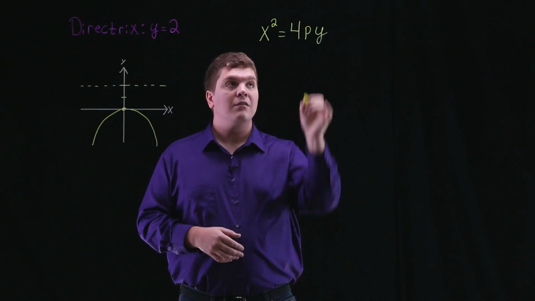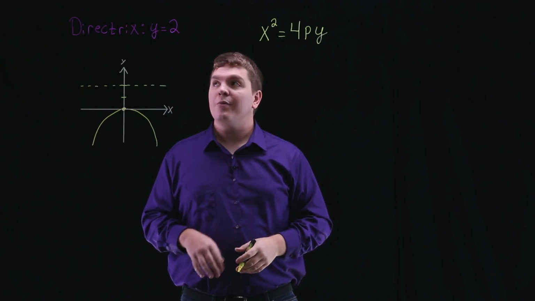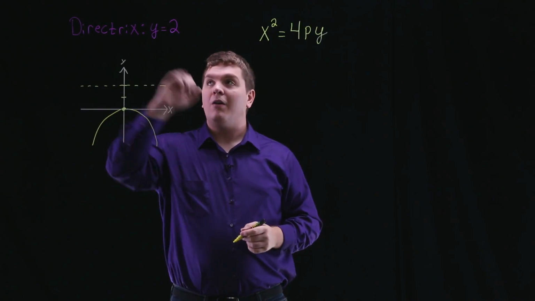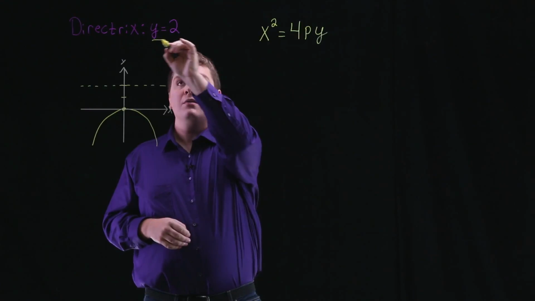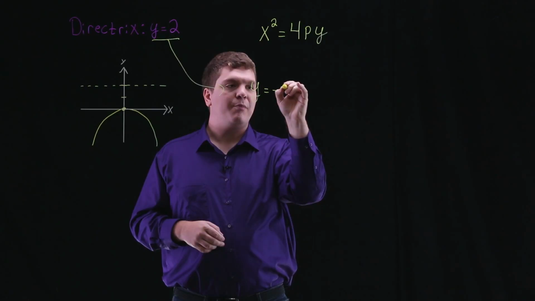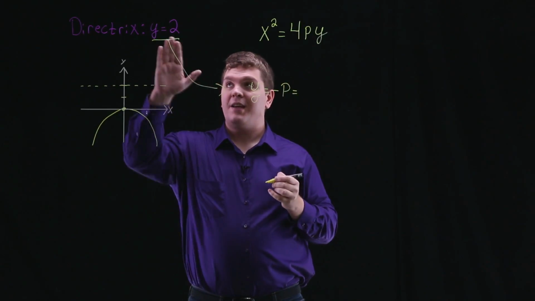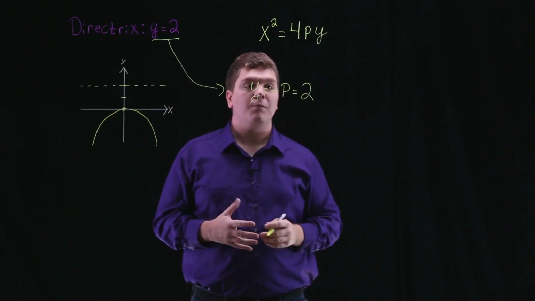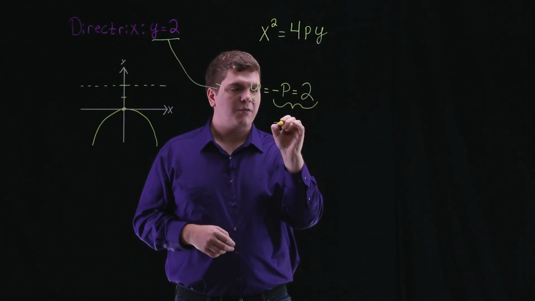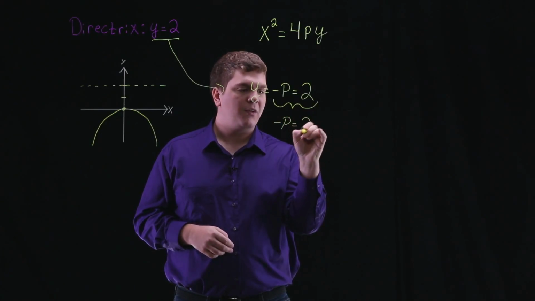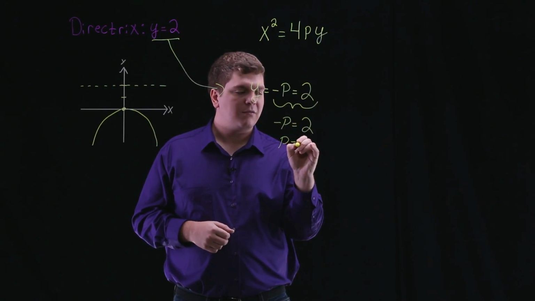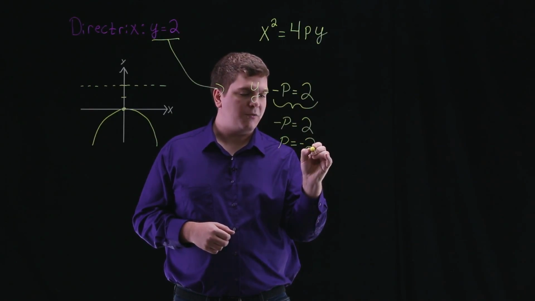So really our goal here is to solve for p. And that's pretty easy to do since we already know that the directrix is y equals 2. We also know that the directrix is given by y equals negative p, which in this case is equal to 2. So we can just use this piece of information to solve for p. If we have negative p equals 2, we can multiply each side of the equation by negative 1. And what we find is that p is equal to negative 2.